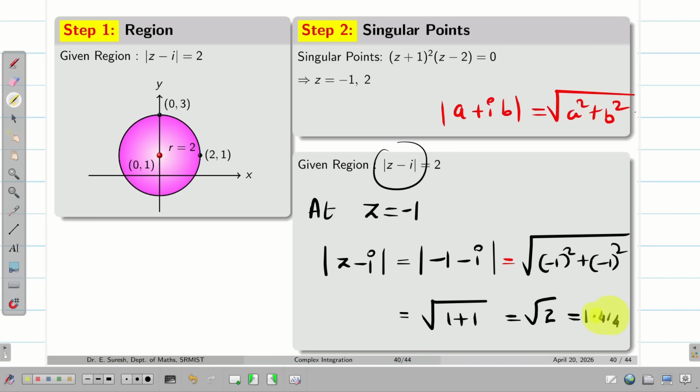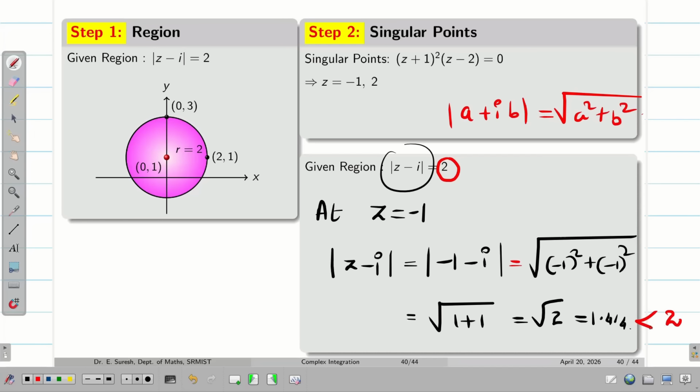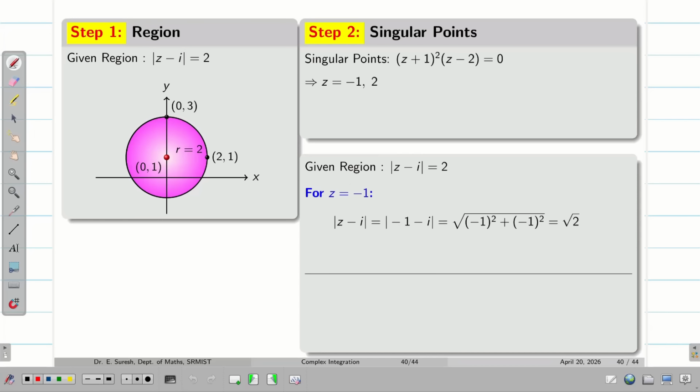Now we have to compare this 1.414 with the right hand side of the given region. So it is less than 2. If it is less than 2, then the point z equal to minus 1 lies inside C. We can see the typed version.